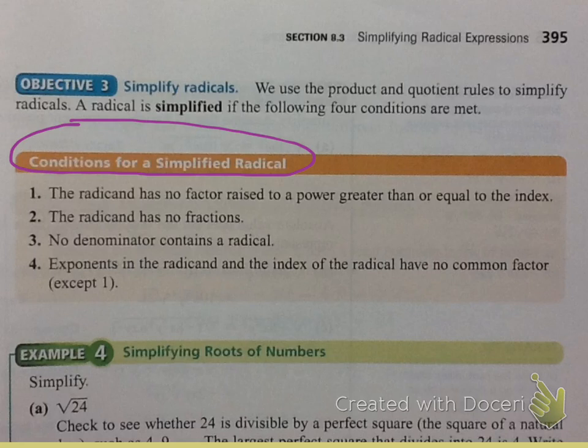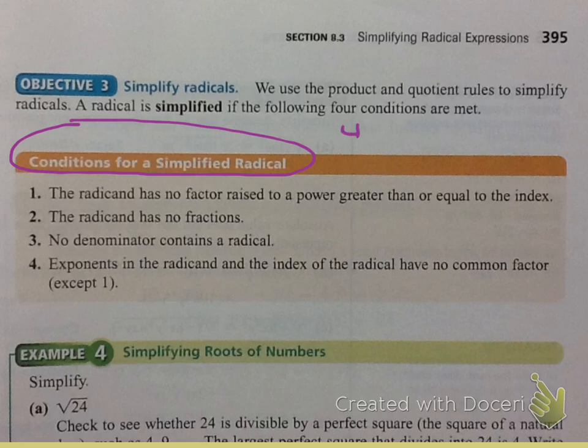Okay, so either you've written them down or you're just waiting on me here. As we go through the rules, let's talk about them just a little bit. Rule 1 says the radicand, so the stuff inside the radical, has no factor raised to a power greater than or equal to the index. Well, that would mean something like this.